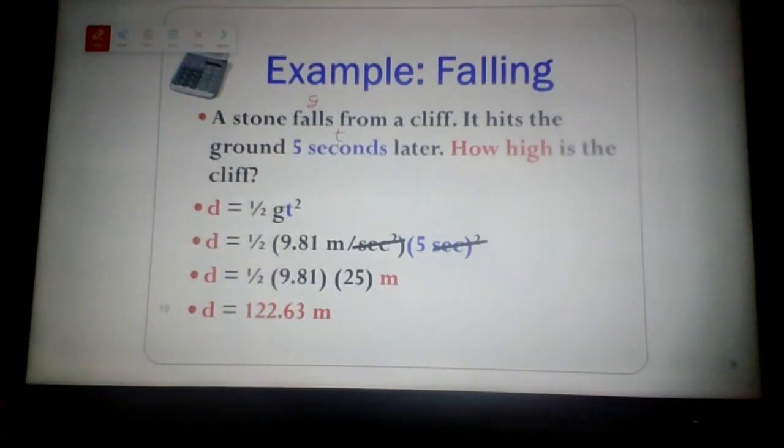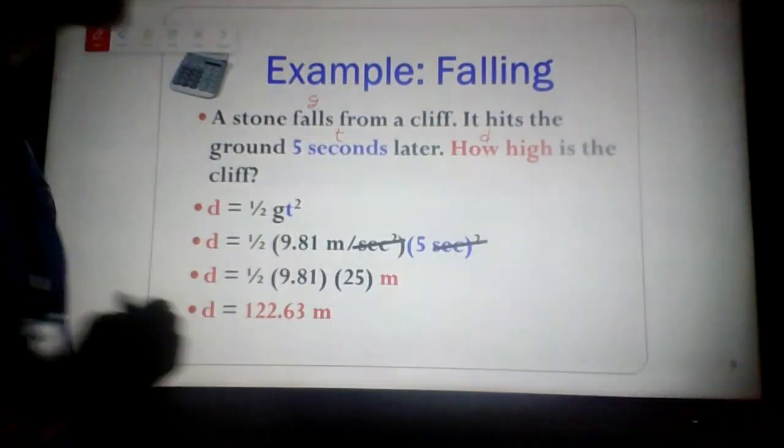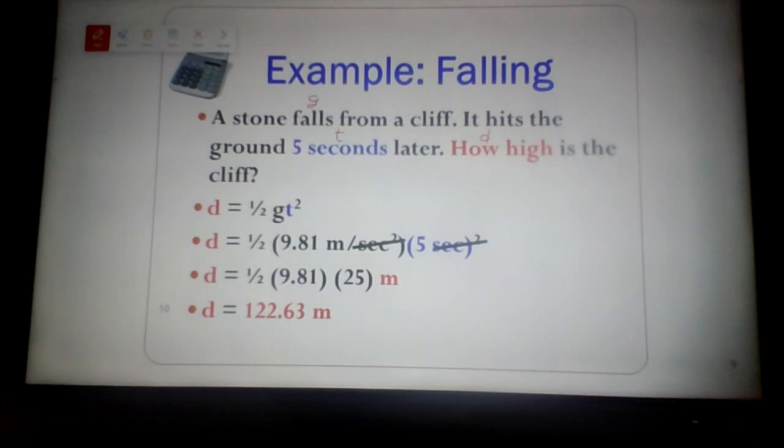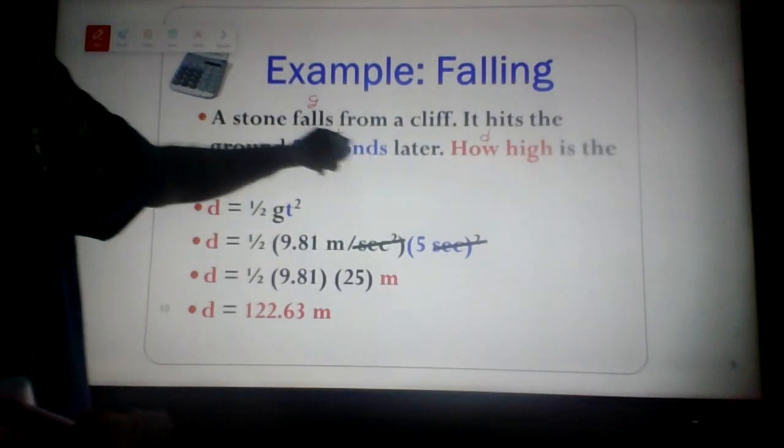So put the t right there above 5 seconds. How high? That is a falling distance. So put a D up above how high, and do this on every word problem, and try that in your math classes too. You'll have a much better time setting up the equation. Now we see which equation we need. I need the one that has a G, a T, and a D.